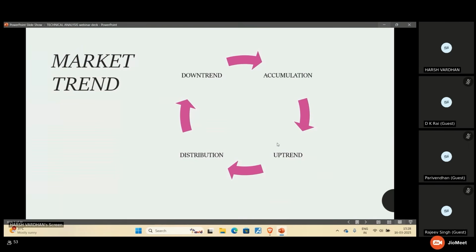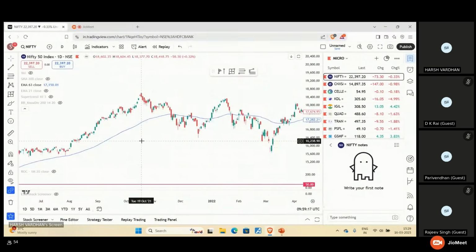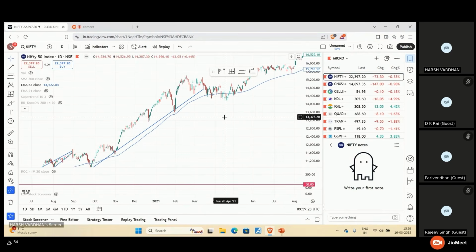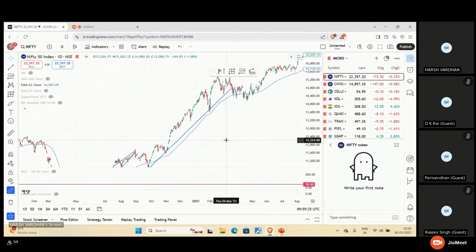We will see more on how to identify when to sell, when to buy, and all those things. But this was all about the downtrend and uptrend. I hope you understood what a downtrend is. When a market keeps on making lower lows and lower highs, that is a downtrend. Uptrend is when the market keeps on making higher highs and higher lows. If you are not able to identify higher highs and higher lows so easily, it will take a bit of practice.